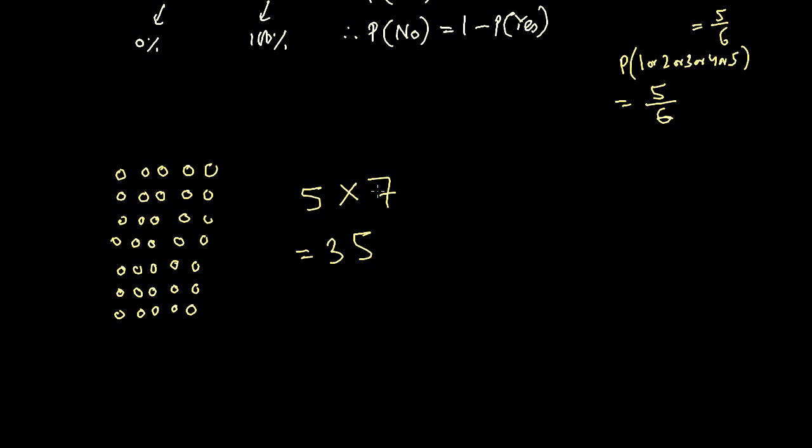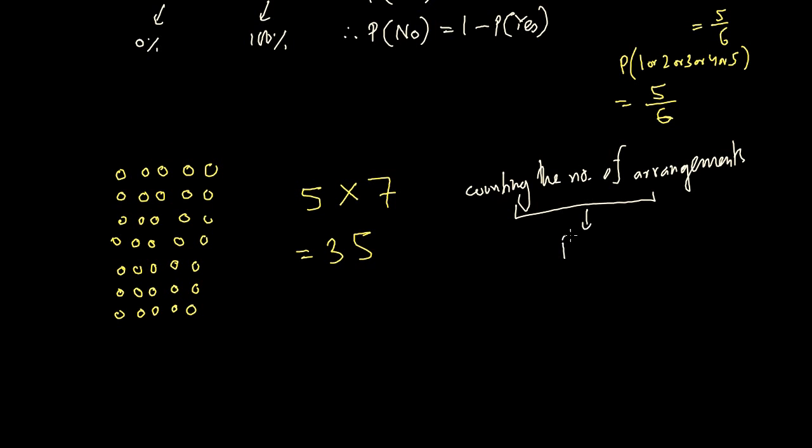One of the most important types of counting is counting the number of arrangements, commonly known as permutation.